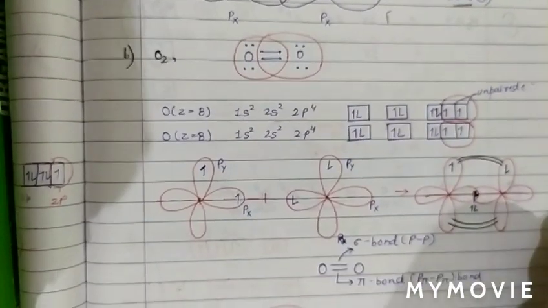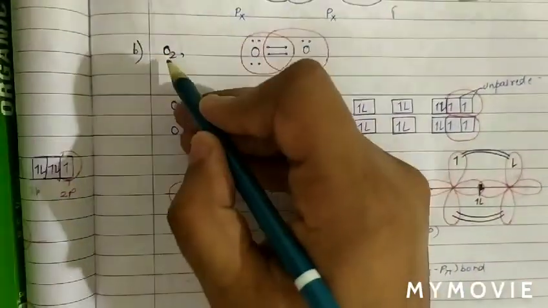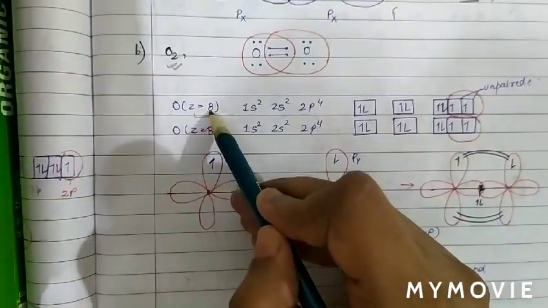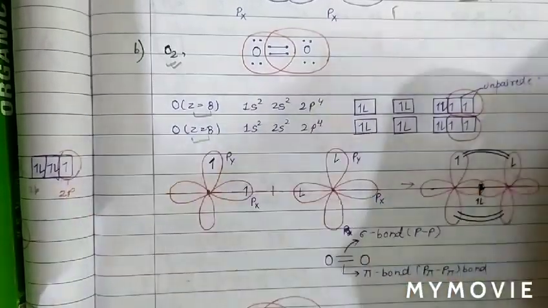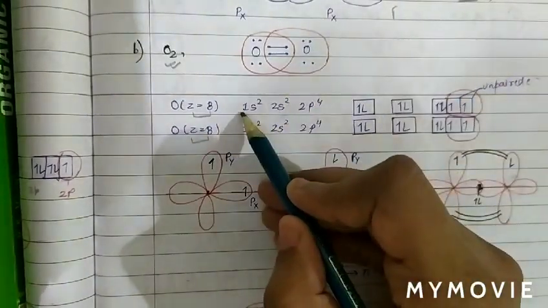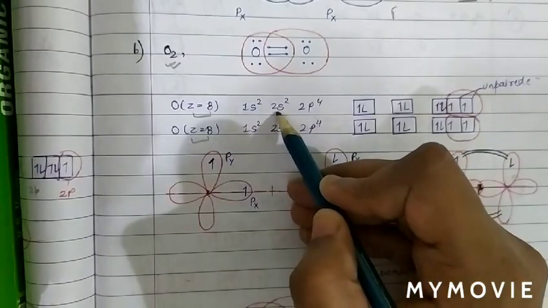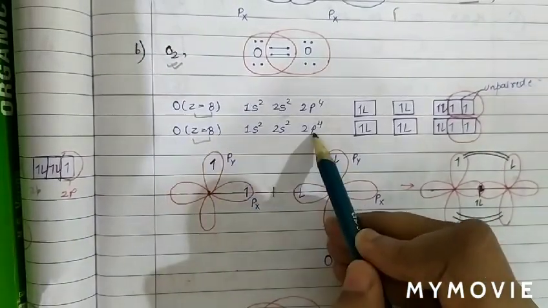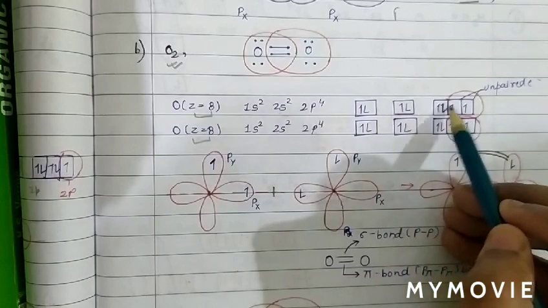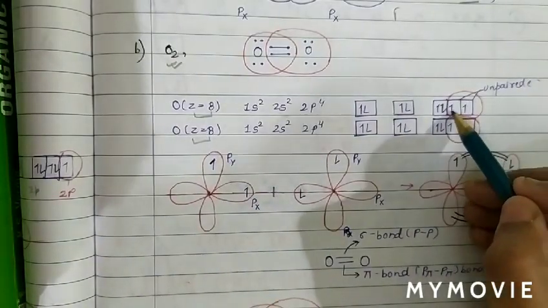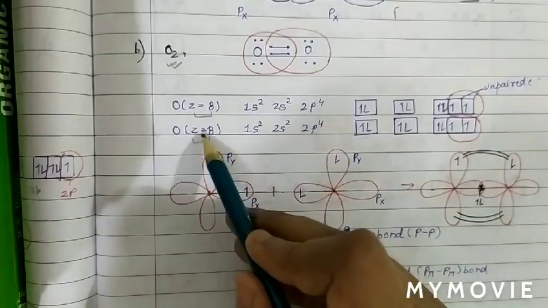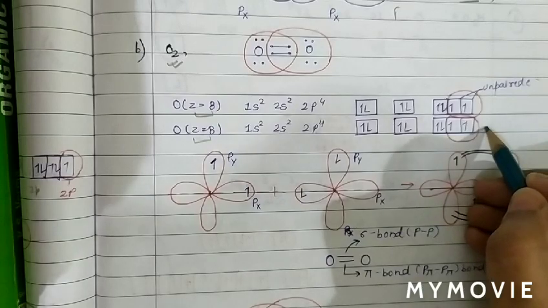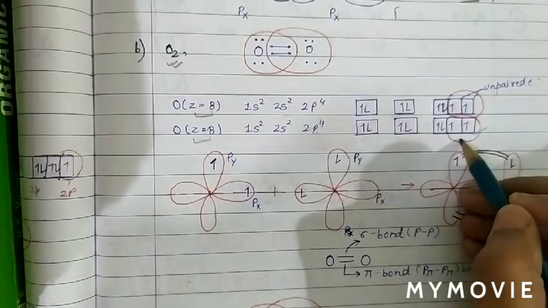In the oxygen molecule, there are two oxygen atoms, each with atomic number 8. The electronic configuration is 1s2, 2s2, 2p4 for one atom, and for the other atom it will also be 1s2, 2s2, 2p4. There are two unpaired electrons in each oxygen atom, basically in the 2p orbitals.